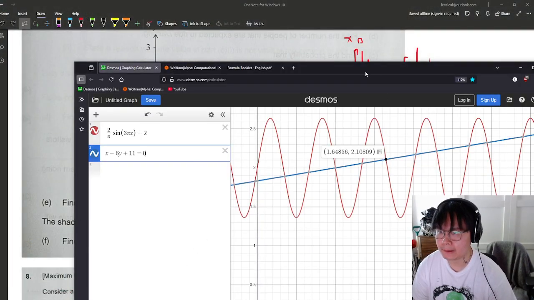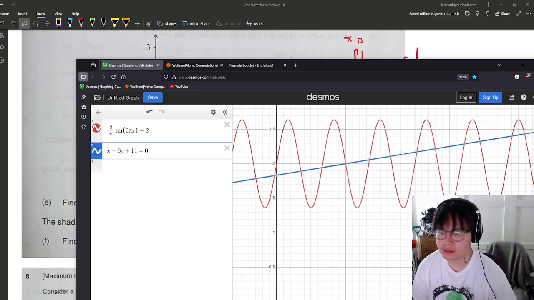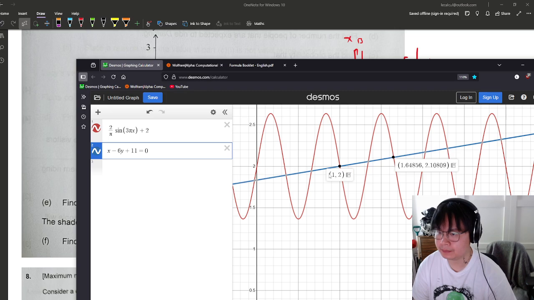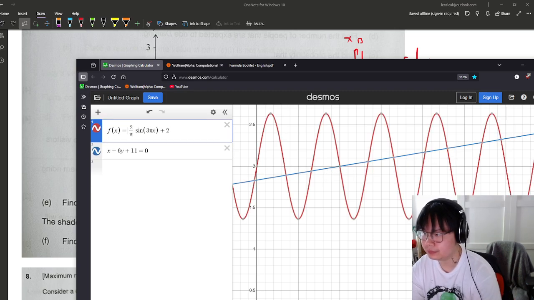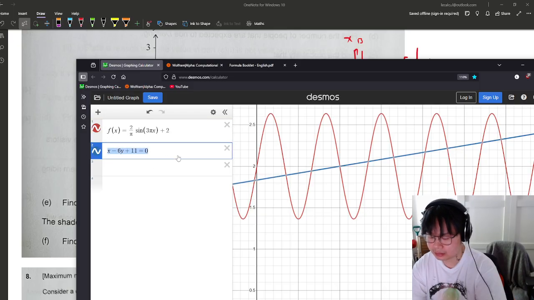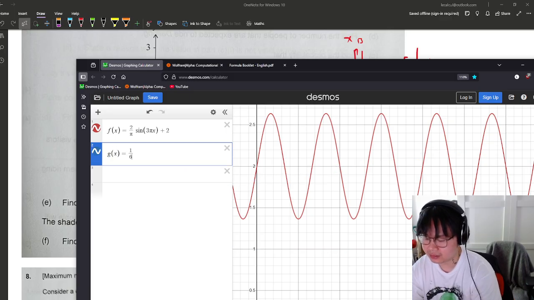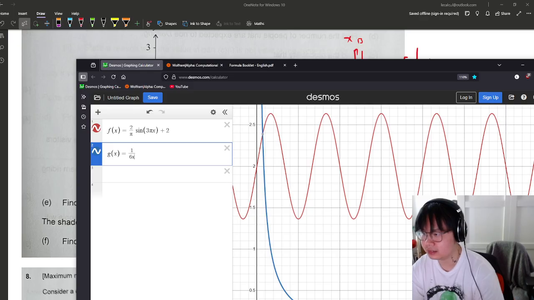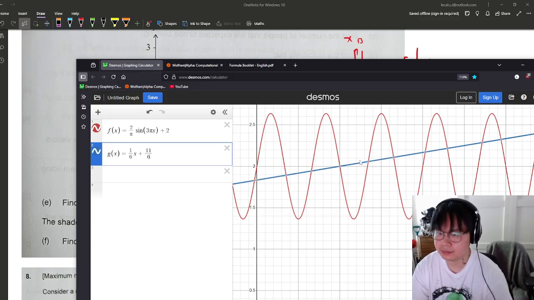Okay, so with that being said, I'm going to call this f, and then I'm going to call this one g. And this was 1 over 6 x plus 11 over 6.